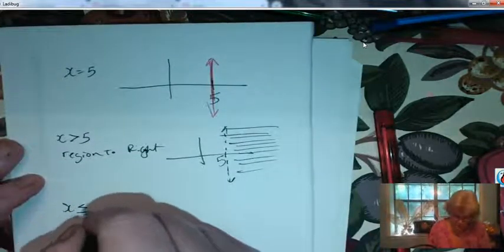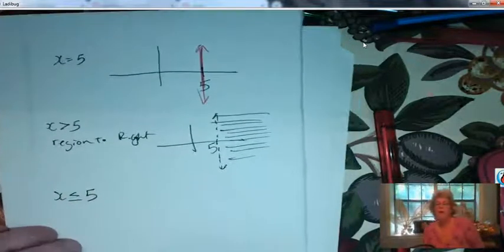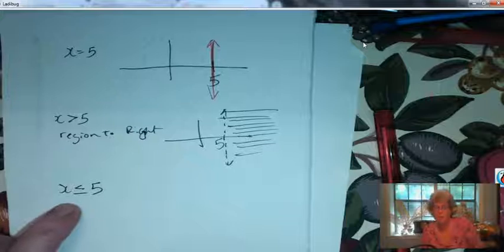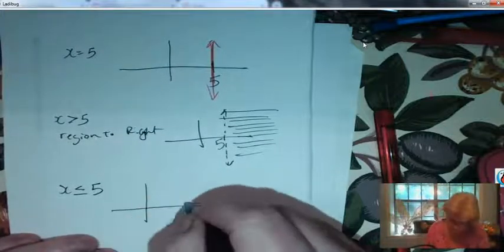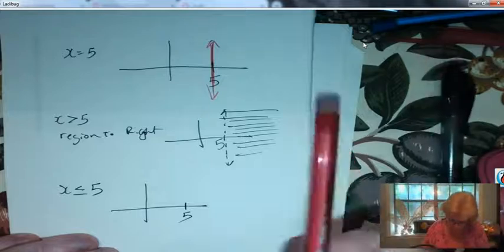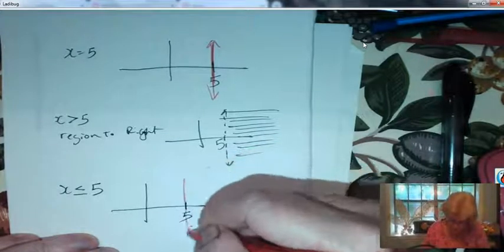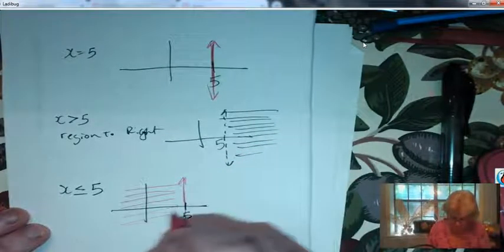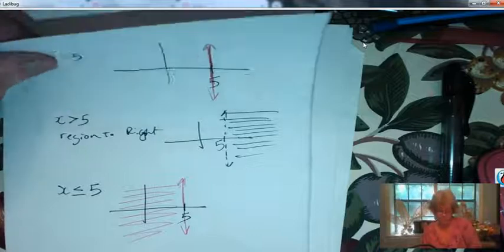What do we think that's going to be? That's going to be everything to the left, and we include the line. So the symbol is very important. So I do include the line, so it'll be solid. Okay.